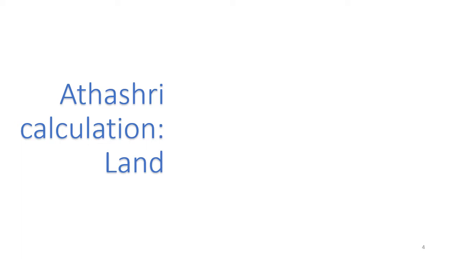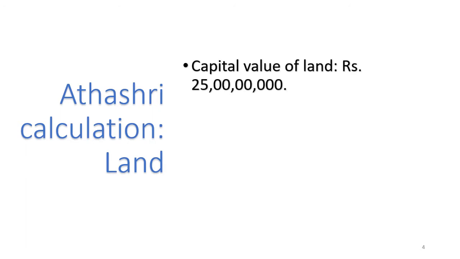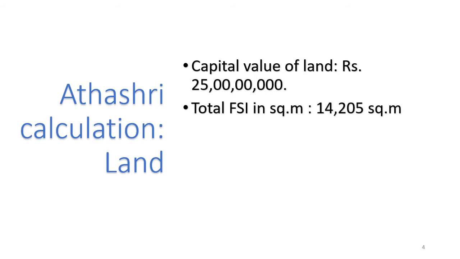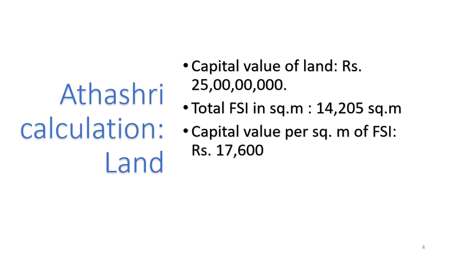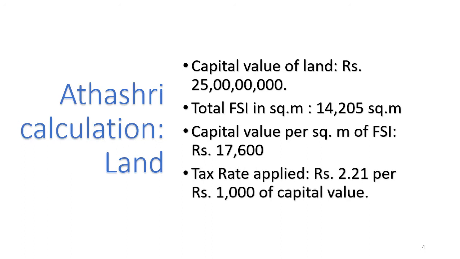Let's take a look at the calculation for the land which is to be taxed, capital value of land. The capital value of land is rupees 25 crores. Once again, this figure comes from the data provided by the project proponent or the builder. The total FSI is 14,205 square meters. The capital value per square meter works out to 17,600 rupees per square meter. So we find from the tax bills that are given to us that the tax rate applied to us is 2 rupees and 21 paisa per 1000 rupees of capital value.